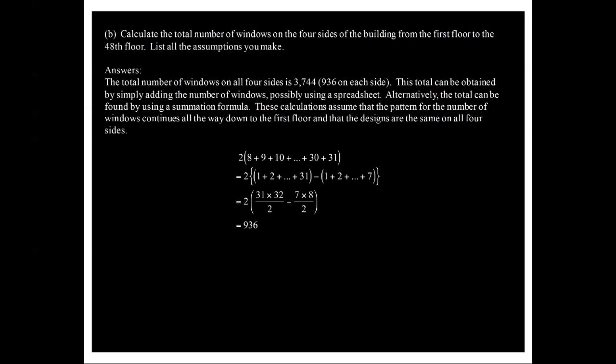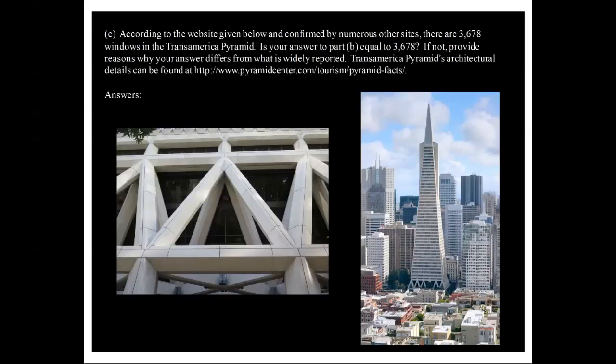By the way, the answer that you get when you add up the number of windows is actually going to be incorrect, because it turns out the pattern doesn't go all the way down to the first floor. It only goes down to the sixth floor. The bottom five floors, it's different down there. So when students don't get an answer of 3,678, now they need to think about why they didn't get the correct answer. What's wrong here?